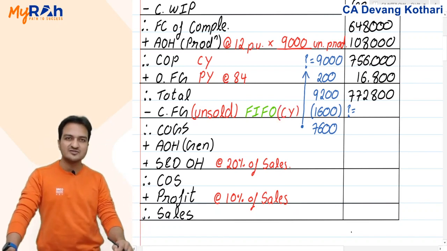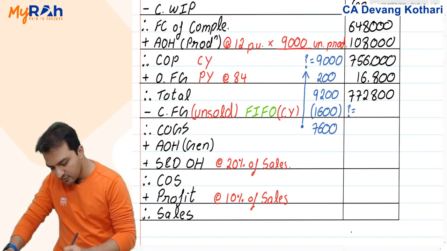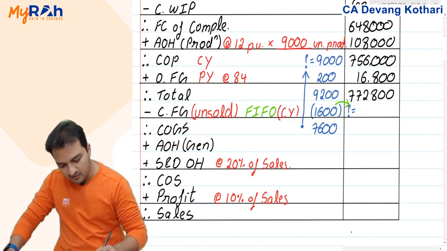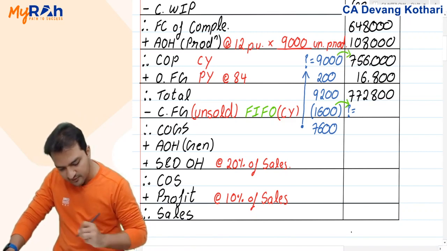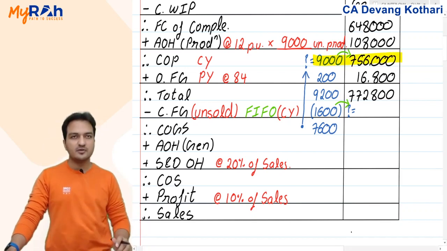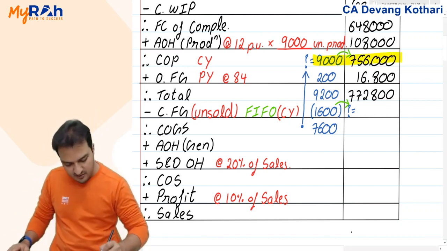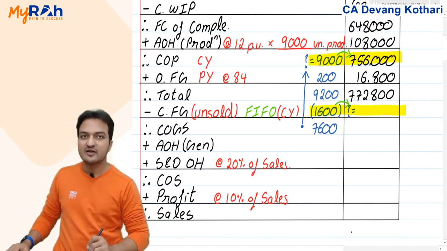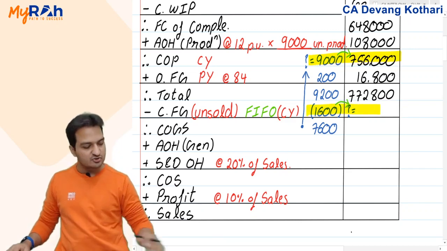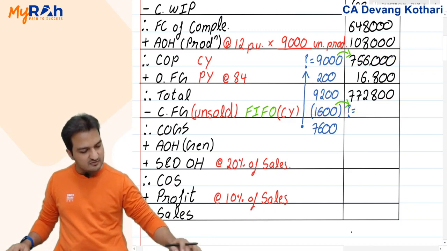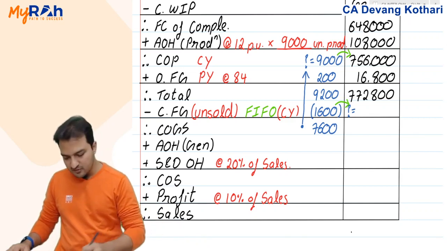And if these unsold closing FG is out of the current year, the valuation of these unsold units will be done based on valuation of current year. Now current year valuation, you see that over here, 9000 units is costing 756000, then 1600 should be costing how much? Cross multiply. I'll take 756000 divided by 9000, it gives me the rate, into 1600 units of closing, 134400.